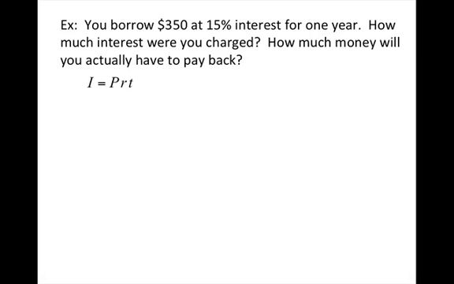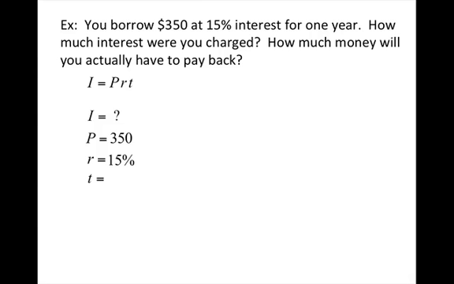I always like to begin by listing what my variables are. So in my interest formula, I have an I, a P, an R, and a T. I is the interest, and that's what we're asked for, so that's what we do not know. P is the principal, that's the initial amount of money, and in this example, that's $350. R is your interest rate, that's 15%. We're always going to need to change this percent to a decimal.